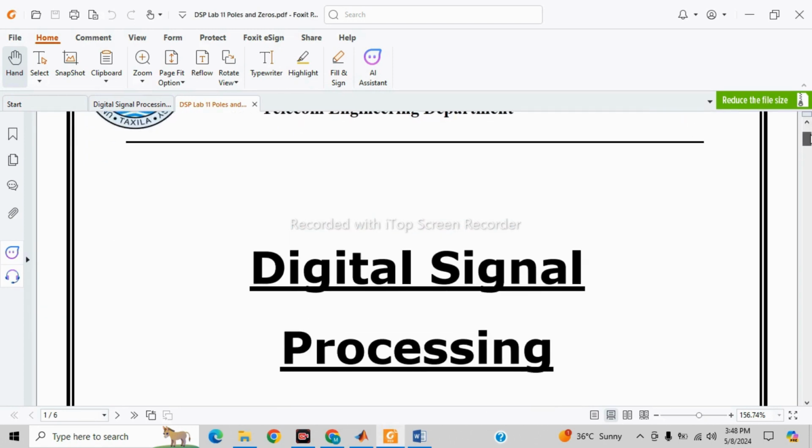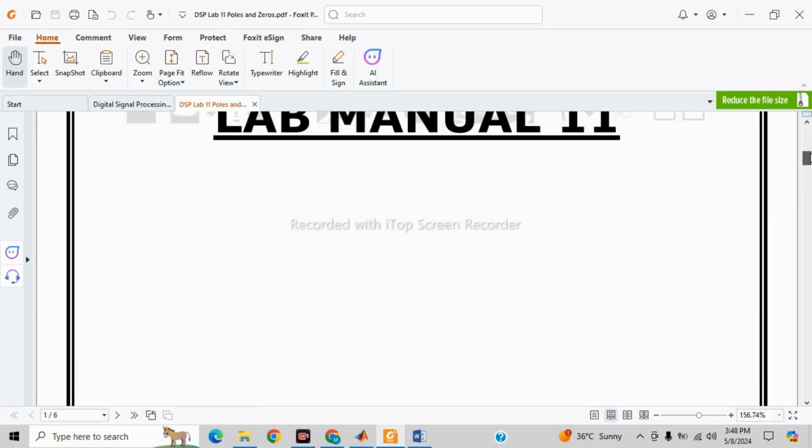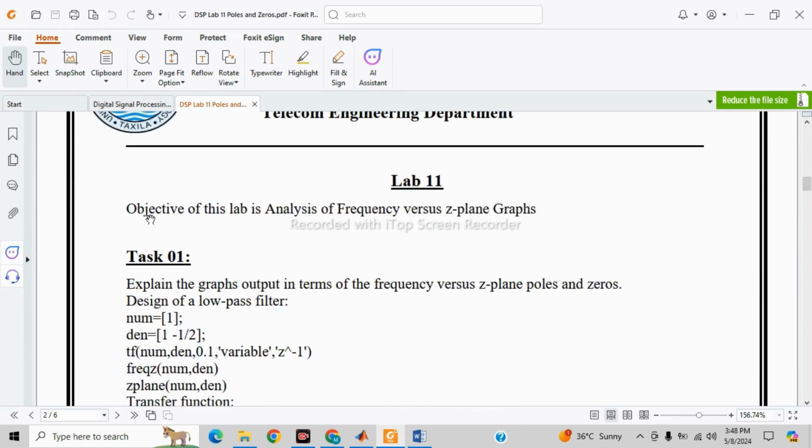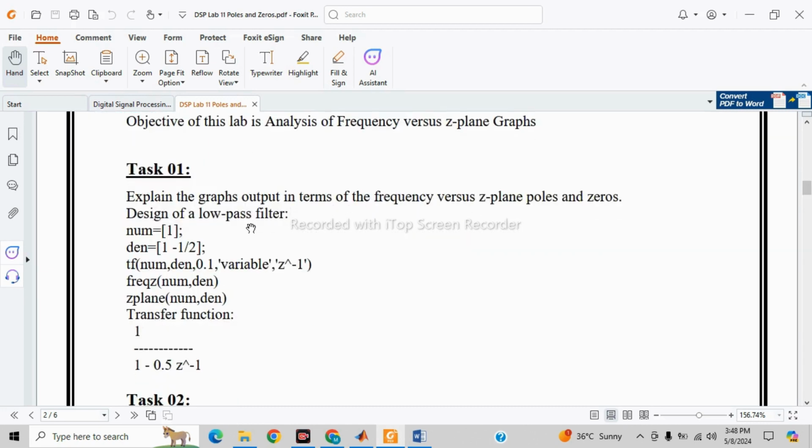Today our lab of digital signal processing is lab number 11, which is poles and zeros. The objective of this lab is the analysis of frequency versus Z-plane graphs. Here is task number 1. Explain the graph's output in terms of the frequency versus Z-plane poles and zeros.